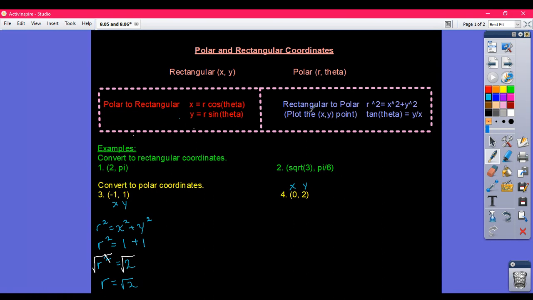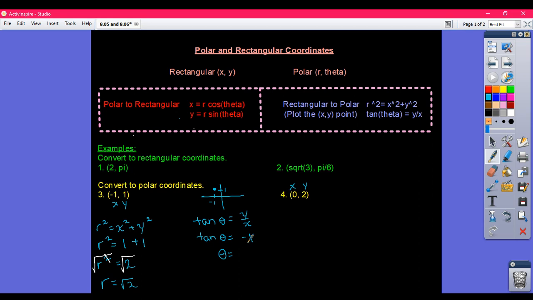And now to find theta, make sure you note that I put down to plot the xy point first. So if I were to plot -1, 1, I would be in quadrant 2. And that's really all I need to know for that. So from there, I'm going to take tangent equals y over x, opposite over adjacent. That would give me 1 divided by -1, which is just -1. So we're looking for theta, meaning tangent of this angle equals -1. So where does tangent equal -1? We're going to note that angle.